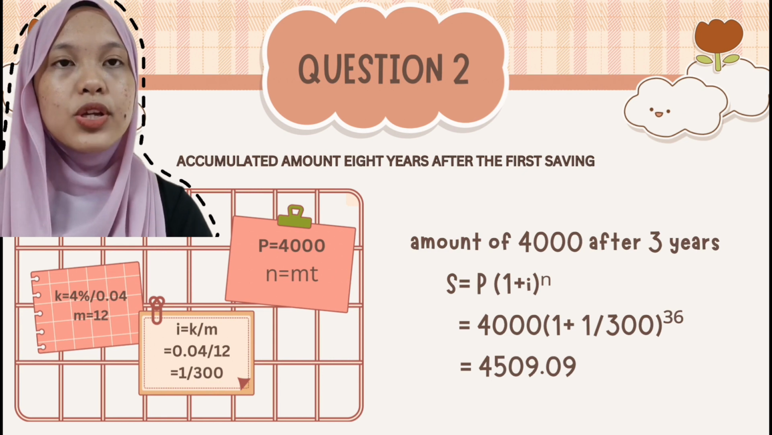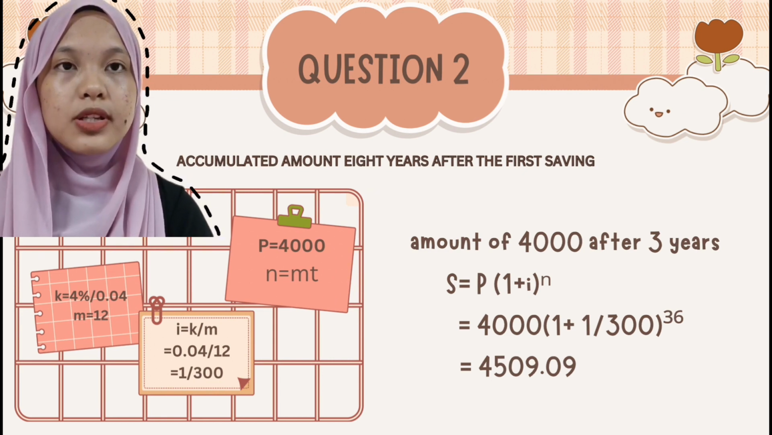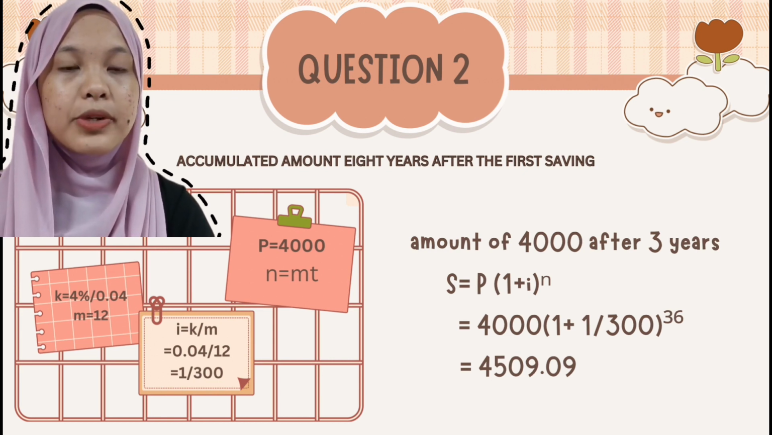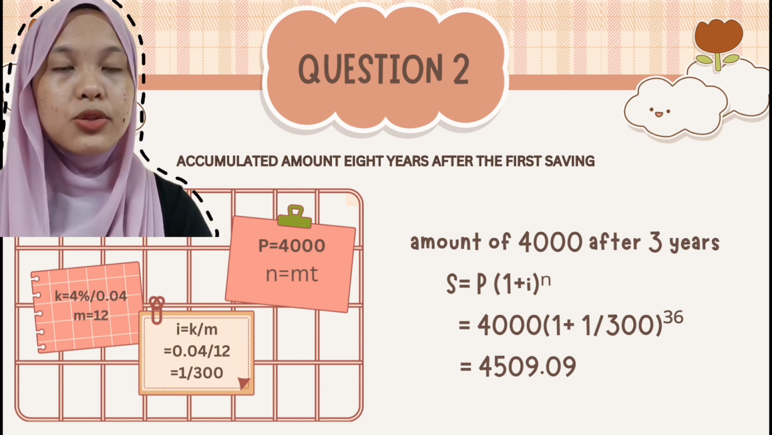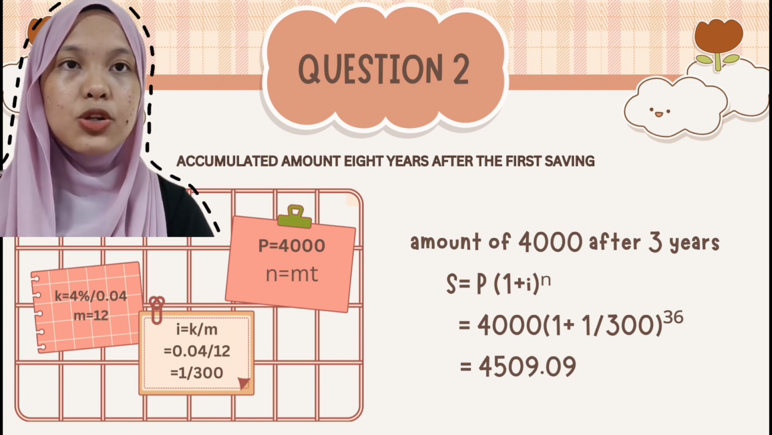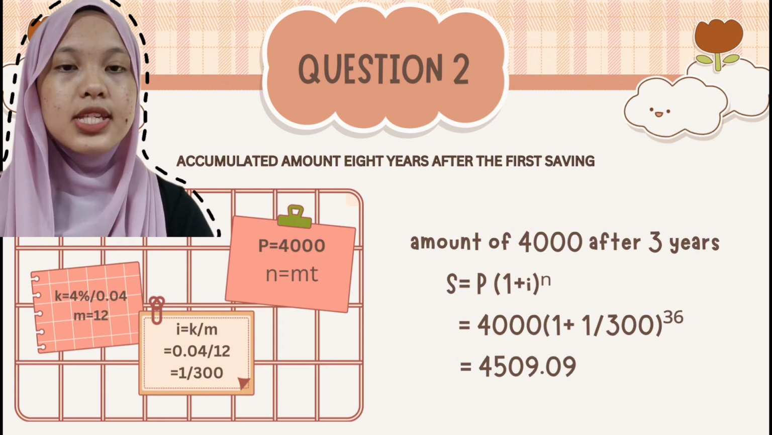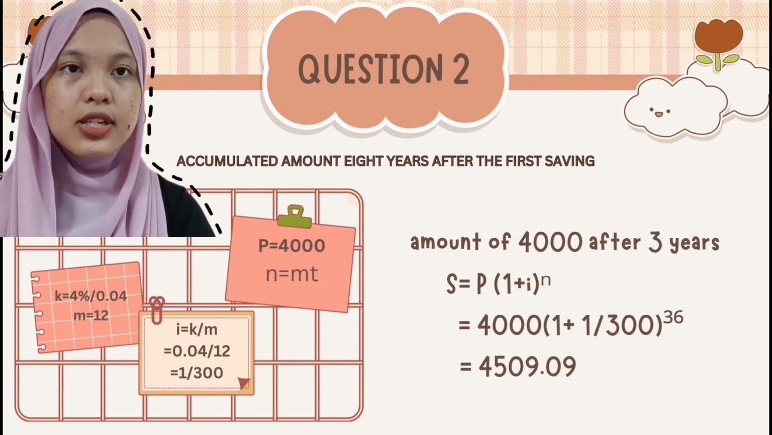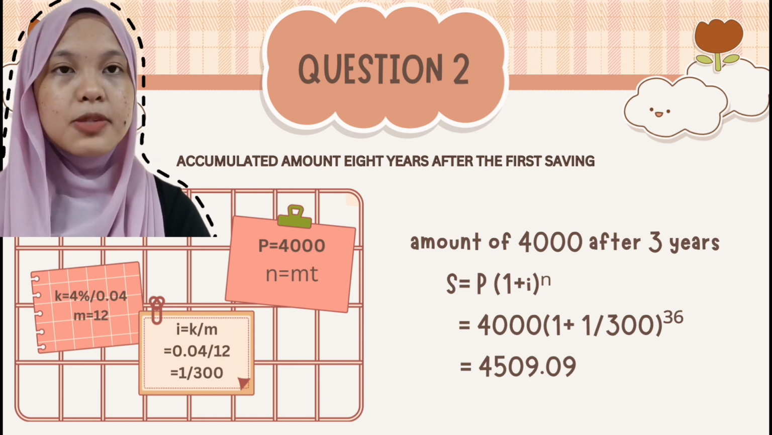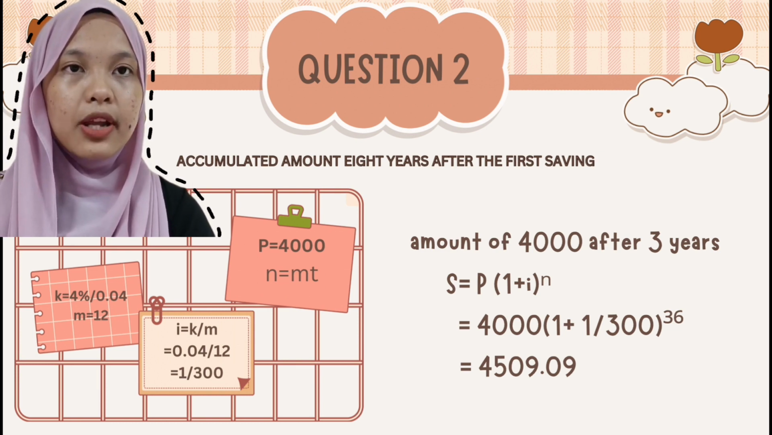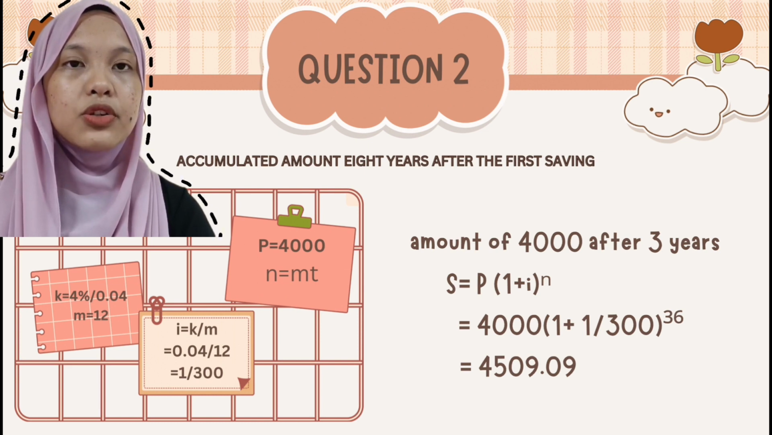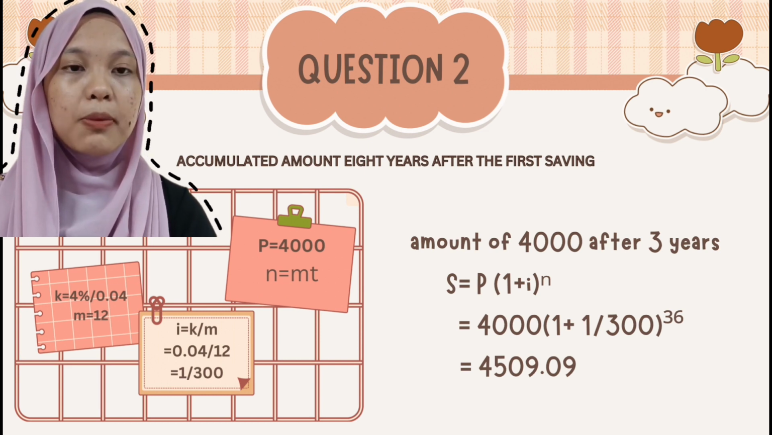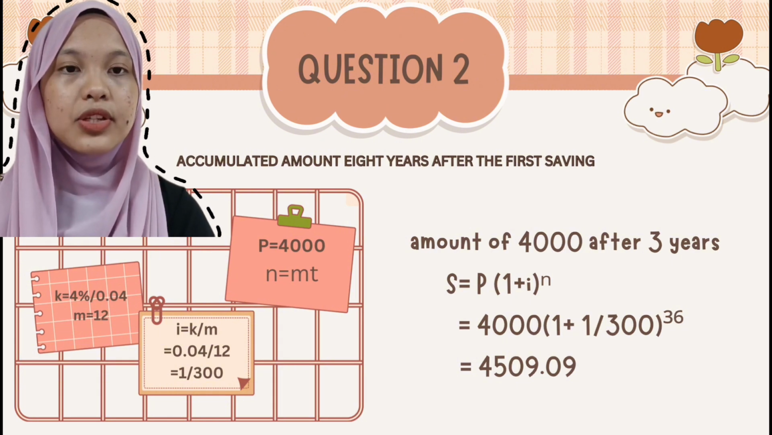So the keywords that we got from this question are nominal interest rate, which is k equals 4%, but we need to change it to decimal first, so it becomes 0.04. Frequency m equals 12. Original principal P equals 4,000. i, which is the periodic interest rate, equals k per m, so the answer is 1 per 300, and n equals mt. The first step, we need to find the amount of 4,000 after 3 years.